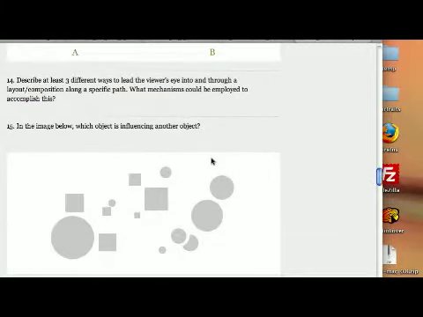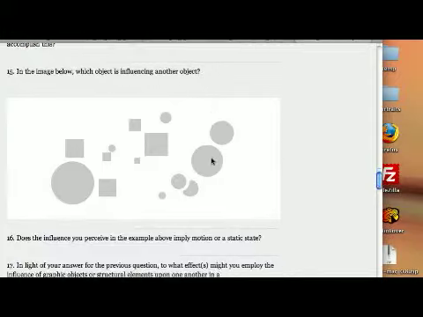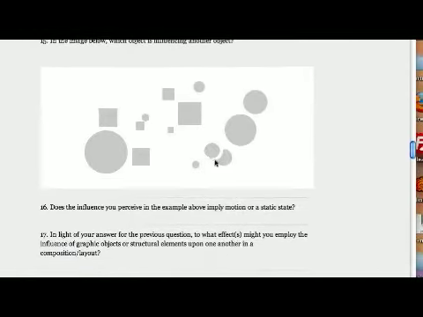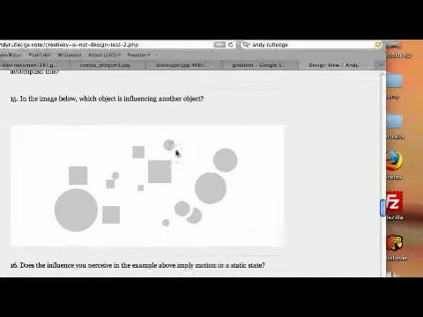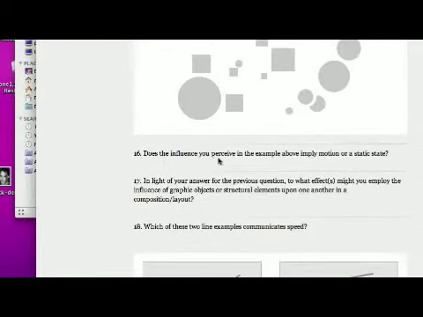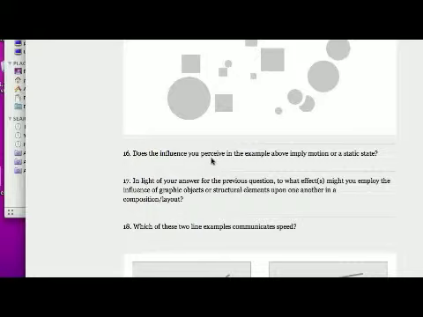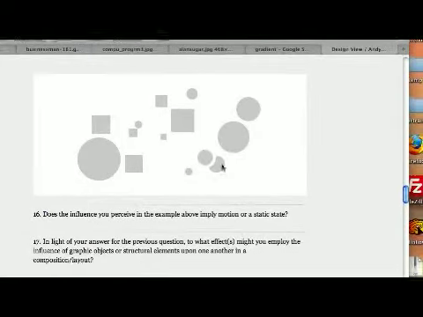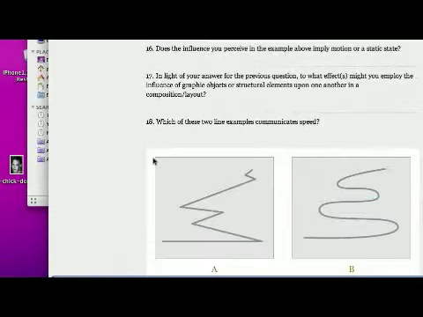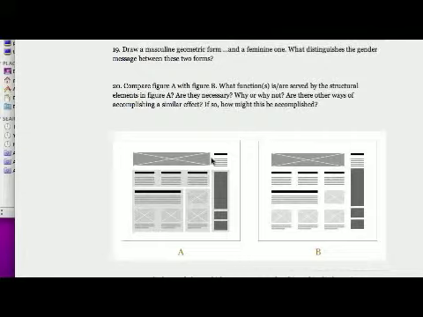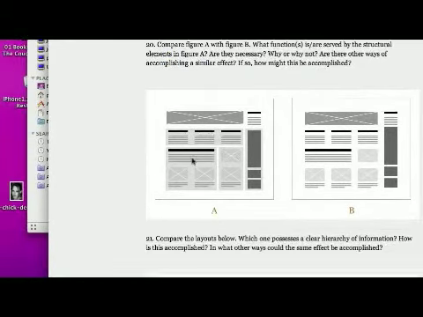In the image below, which object is influencing another object? Well, that one's kind of tough. I'm not sure. I would probably say this one is causing this one to bend because everything else isn't quite relating to one another. And it says, does it influence you to perceive in the example above imply motion or a static state? I think I see like bubbles. These seem like they're moving to me, especially over here. So let's keep going over here till I find a good one. So I don't want to take up too much of your time.